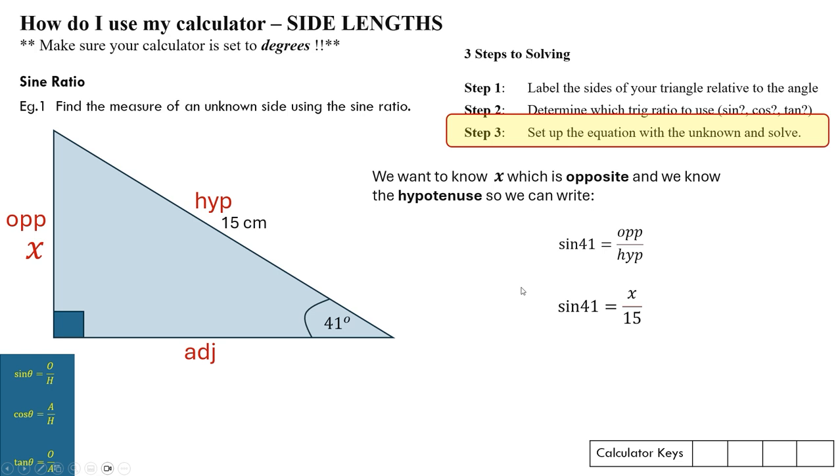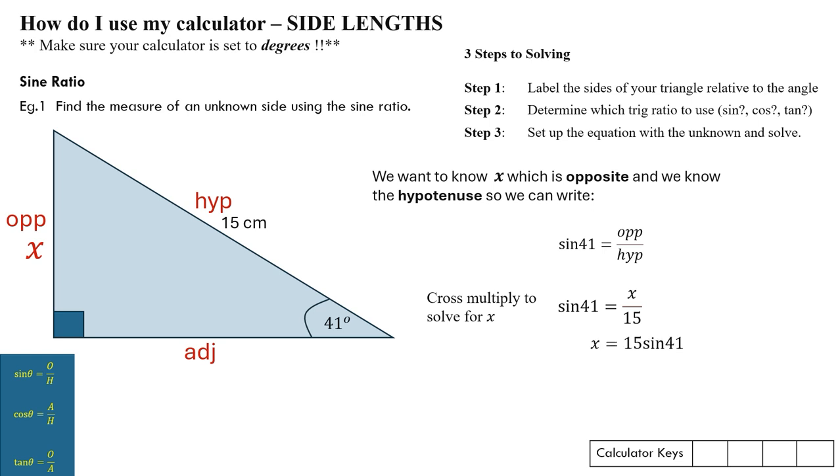So in this specific case, we can say the sine of 41 equals x, which is the opposite side we're trying to find the value of, over 15. So here's our setup here: sine 41 equals x over 15. We cross multiply and just use standard algebra to figure out the value of x now. So we can restate that as x equals 15 times sine 41.